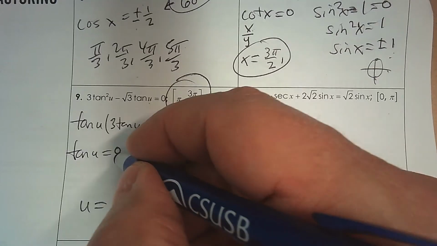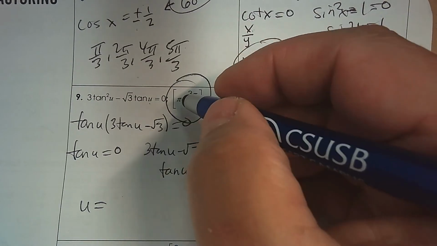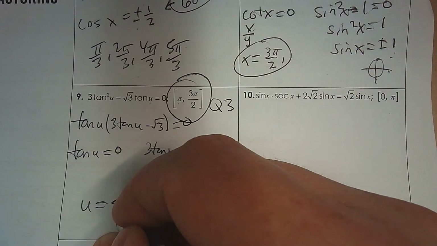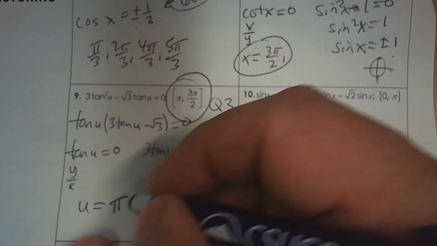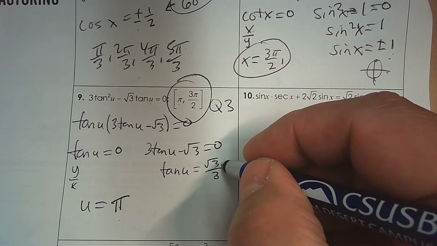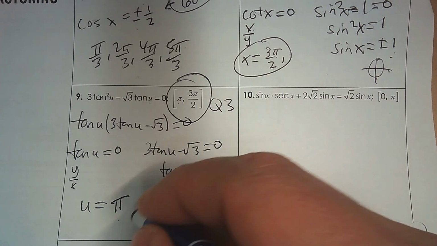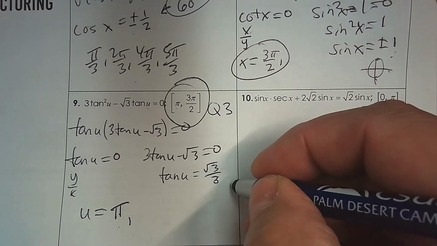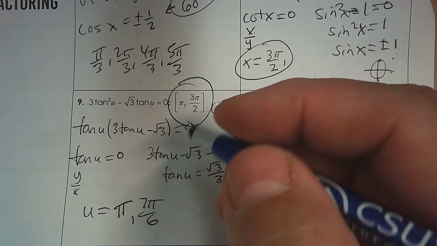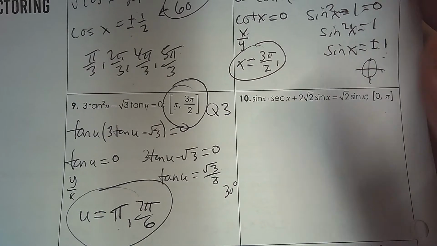Where is tangent 0 there? And pi is included, so pi is a good answer. So at pi, when you go y divided by x, the answer is 0. The other one, where is it positive root 3 over 3? So that's quadrant 3 again. And what reference angle is that? So that reference angle is 30, so it's 7 pi over 6. So the two answers are pi and 7 pi over 6. I agree with the answer key.